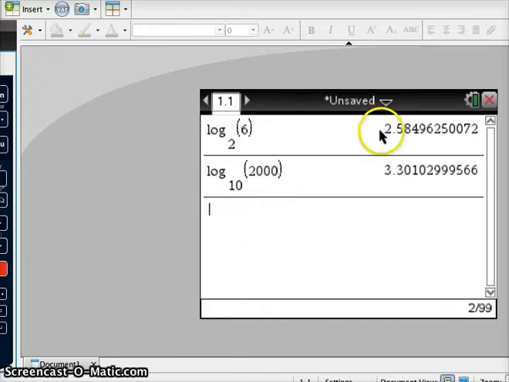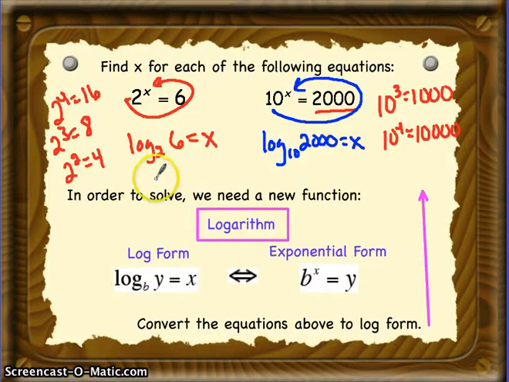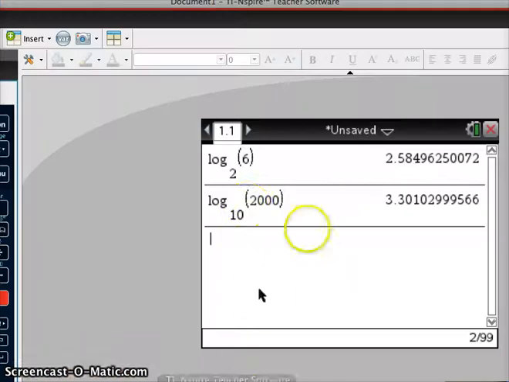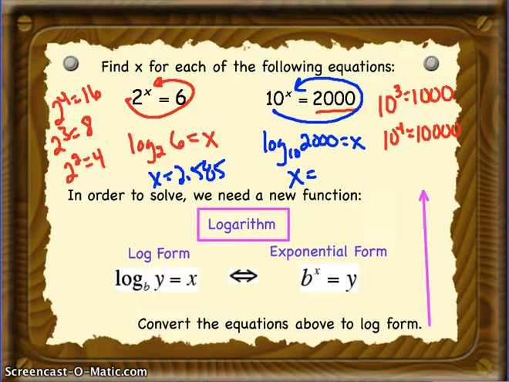And just like we thought before, 2.585 approximately falls in between 2 and 3, those two exponents we had over there on the left, and log base 10 of 2000 is 3.301, falling right in between 3 and 4, just like we thought on the right there.